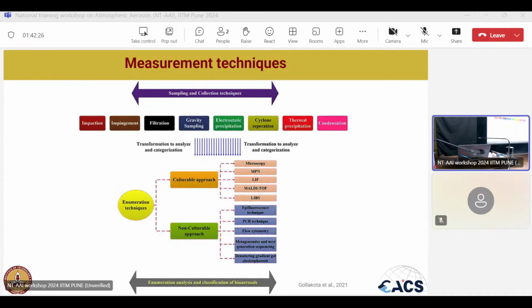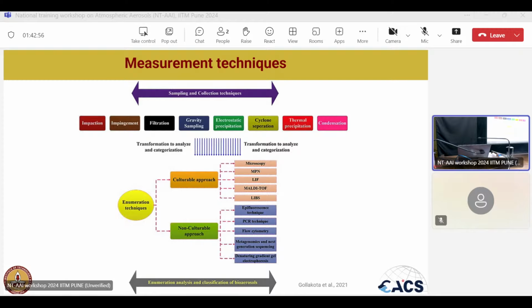I found this very interesting paper a few days back. I really like the way they have presented how the biosampling and collection techniques can happen. You have impaction, impingement, filtration, gravity sampling, electrostatic precipitation, cyclone separation, thermal precipitation, and condensation. And then, of course, transformation to analyze and categorization. And then how do you basically do that? So you have the culturable approach and the non-culturable approach.